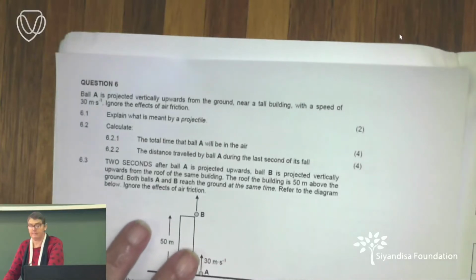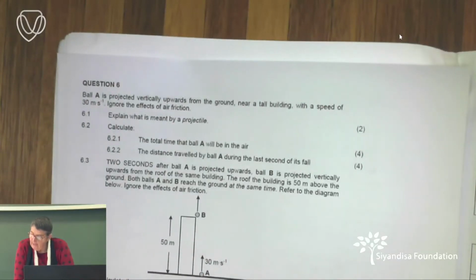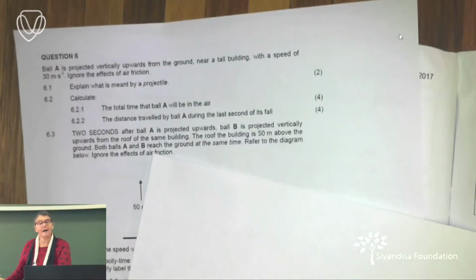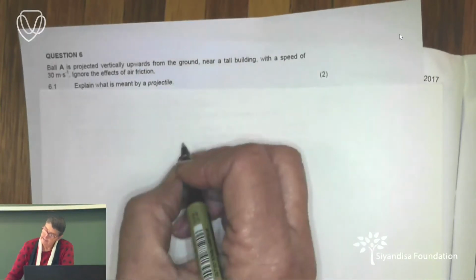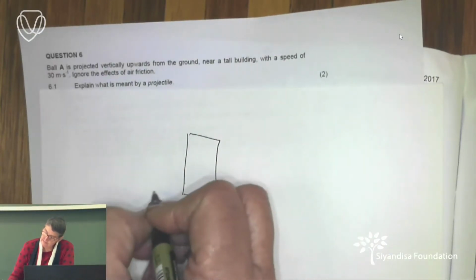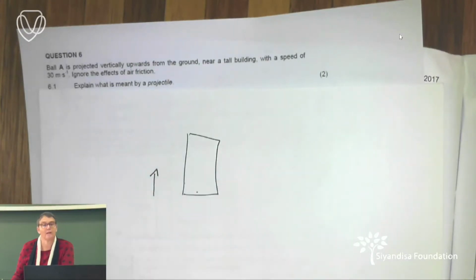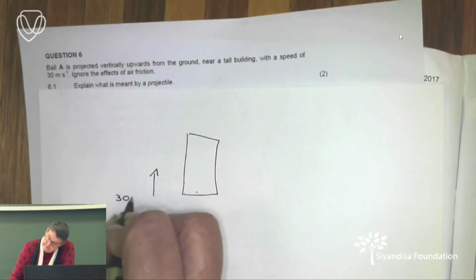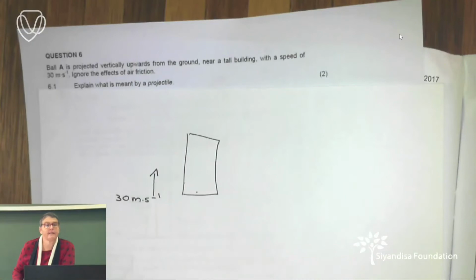In this specific question, they tell me we have ball A, which is projected vertically upwards from the ground near a tall building with a speed of 30 meters per second, and to ignore the effects of air friction. So let us quickly draw in our mind's eye what is happening. Here's a building, here's someone standing and throwing a ball up. In plain English, that's what's happening. And when that ball leaves his or her hand, it is leaving at 30 meters per second.